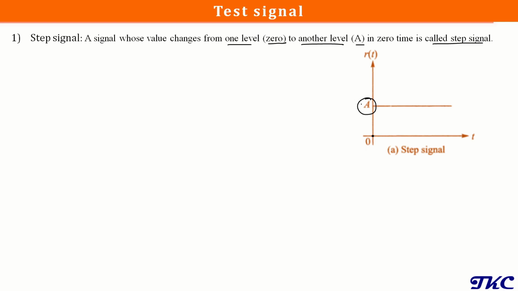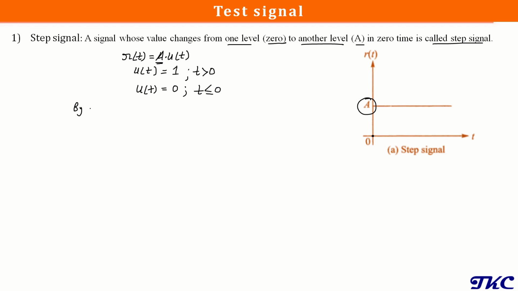We can write this signal as r of t, equal to a into u of t. This is how the step signal is represented in the time domain, where u of t is equal to 1 when time t is greater than 0, and u of t is 0 when time is less than or equal to 0. So this function has 0 value when time is less than or equal to 0, and when time is greater than 0 it has value 1. Here a represents the magnification, and this a value defines the magnitude of the step signal.